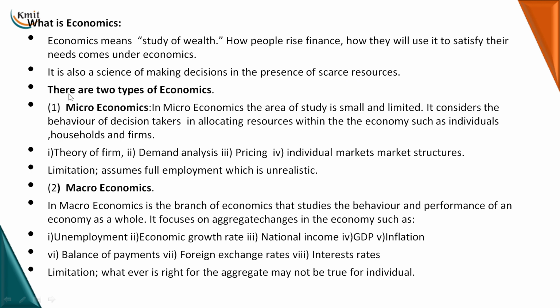So coming to the next concept, there are 2 types of economics. Basically, one is microeconomics and another one is macroeconomics. In microeconomics, the area of study is small and limited. It considers the behavior of individual decision takers in allocating resources within the economy, such as individual households and firms. It is basically individualistic in nature.